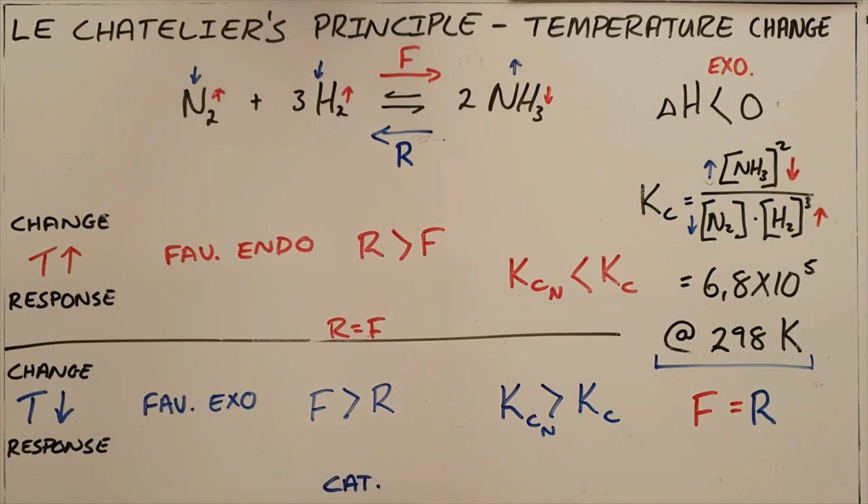A quick note on the effect of a catalyst. We know that a catalyst provides an alternate path for the reaction to proceed. What a catalyst does is it increases the rate of the forward reaction exactly the same amount as it increases the rate of the reverse reaction. So a catalyst does not disturb equilibrium and therefore has no effect on our Kc value.